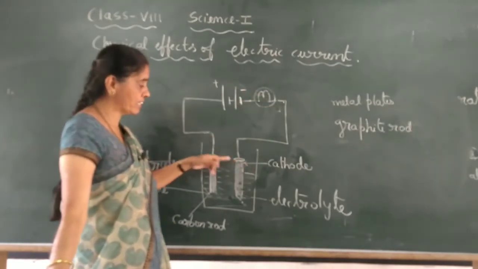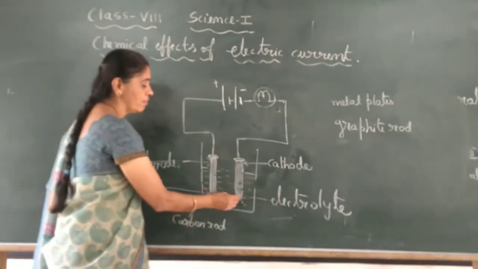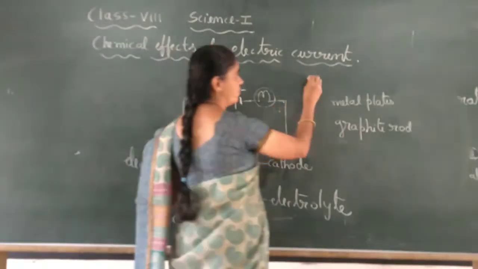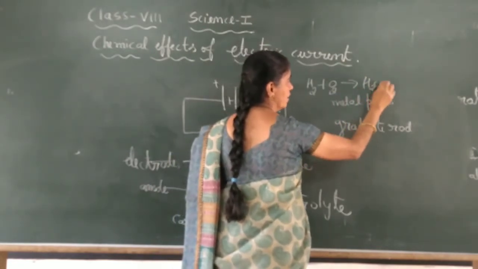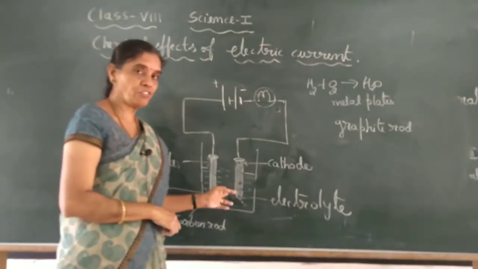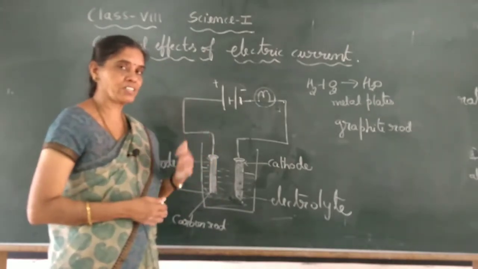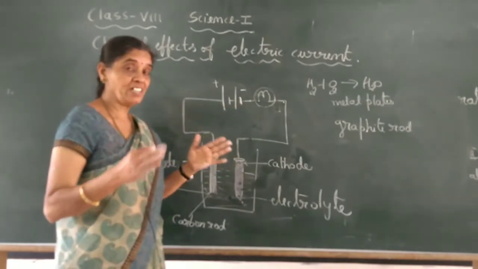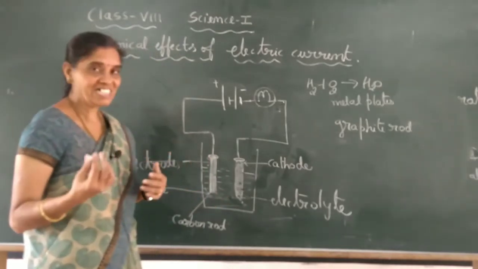Now, when you make the current flow through this, water, which is made up of hydrogen and oxygen combined, right? So when you make the current flow through the salt water, the water breaks into hydrogen gas and oxygen gas by the influence of this current. Current will dissociate water into hydrogen and oxygen, and both are in gaseous form.